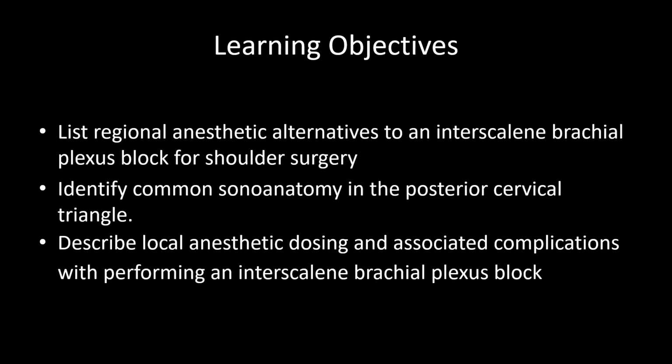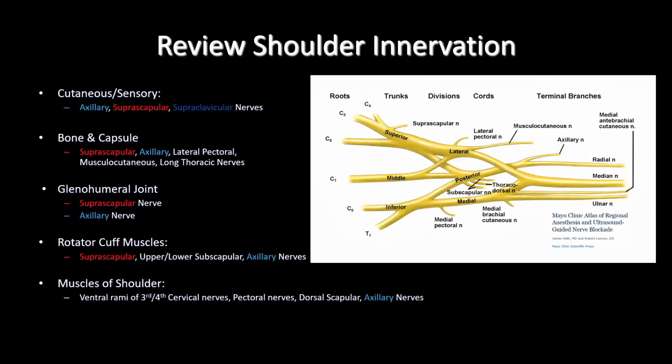The learning objectives for this block pack include: list regional anesthetic alternatives to an interscalene brachial plexus block for shoulder surgery, identify common sonoanatomy in the posterior cervical triangle, describe local anesthetic dosing and associated complications with performing an interscalene brachial plexus block. So let's get started.